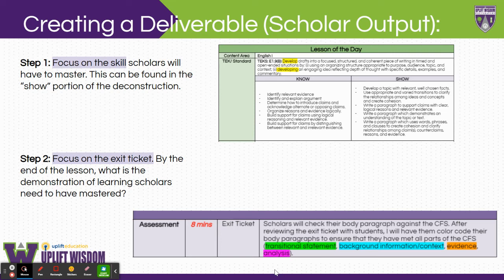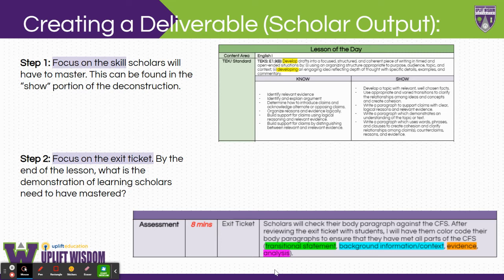I need to first teach them how to write a thesis statement. I need to teach them how to write a body paragraph. I need to teach them transition words. I need to teach them conclusion paragraphs. I have to teach them the elements of an essay. So this exit ticket is only going to be focused on the body paragraph, one body paragraph. But the TEAC is focused on a whole essay.